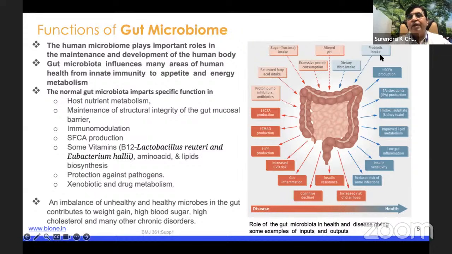If we are taking probiotics and proper dietary fiber in the system, the whole process basically reverts into more SCFA production, antioxidant production, and then you have different lipid metabolism, low gut inflammation, and insulin sensitivity, which leads to health. So there is a fine balance between health and unhealthy status, which then leads to the diseases.